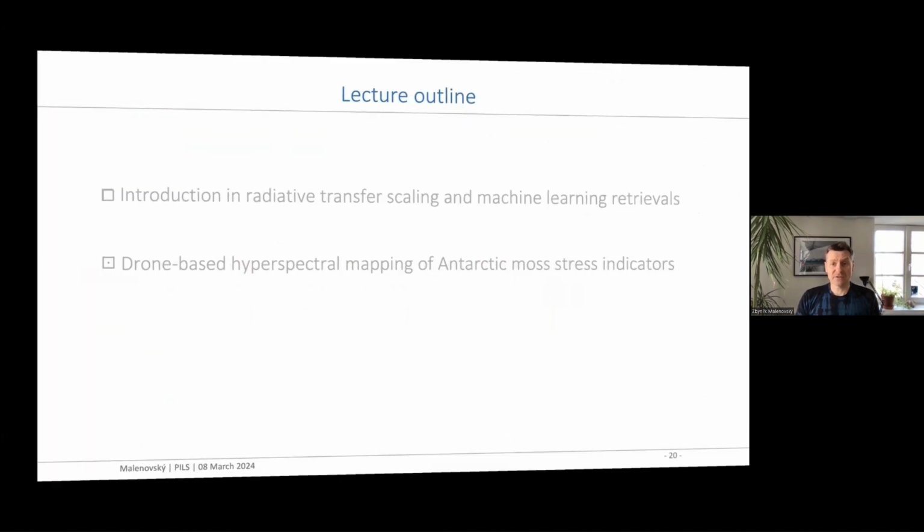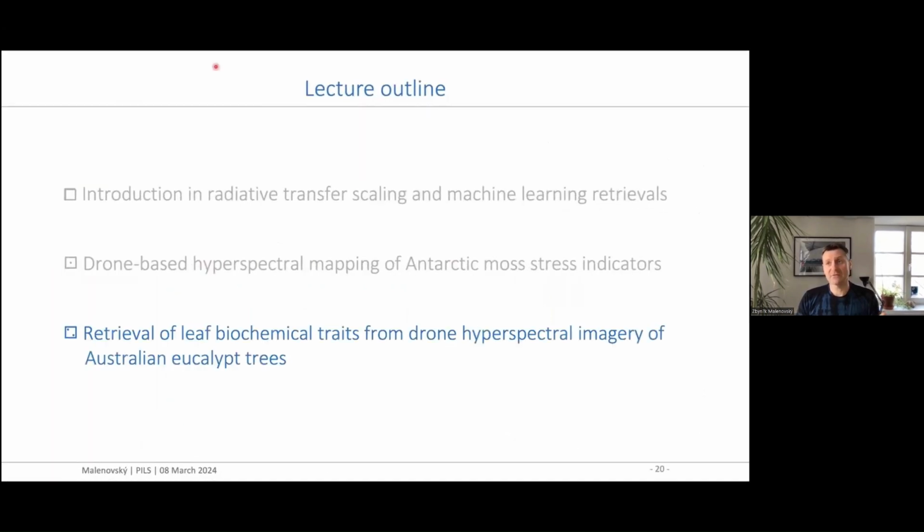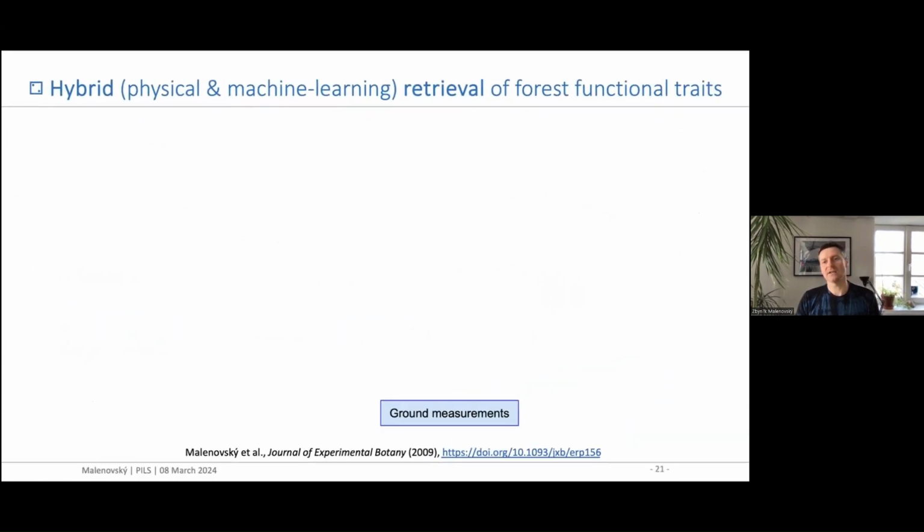Okay, so that was the first scaling, which was simpler and straightforward, and could be done because the canopy is simple and rather homogeneous. But for more complex canopies, we really need to plug in radiative transfer modeling, and that is what we did for the forest in Australia, one forest study site.